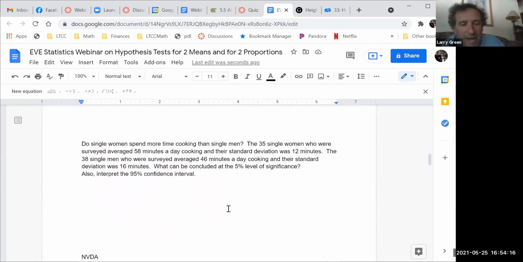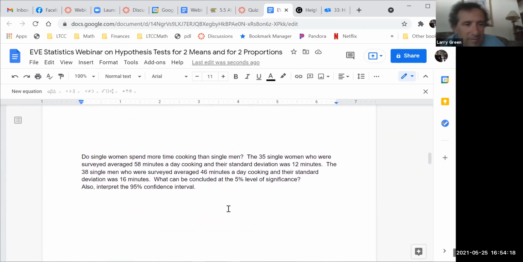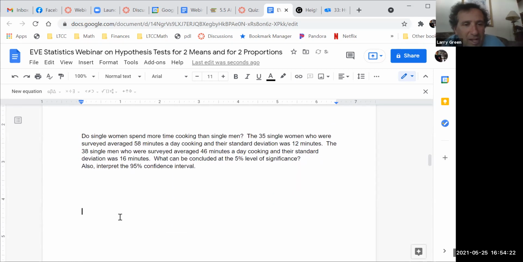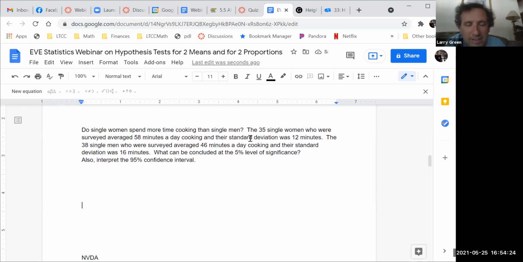Okay, now let's go back to this question. And that is, again, do single women spend more time cooking than single men? We have the sample. What can we conclude at the 5% level of significance? Also interpret the 95% confidence interval. How is this question different than the last one? What's the main difference in terms of statistics?